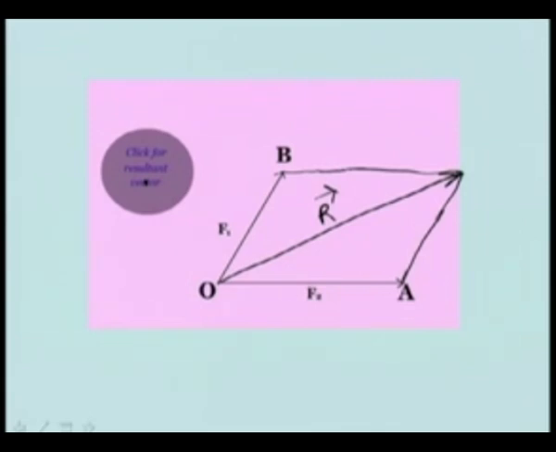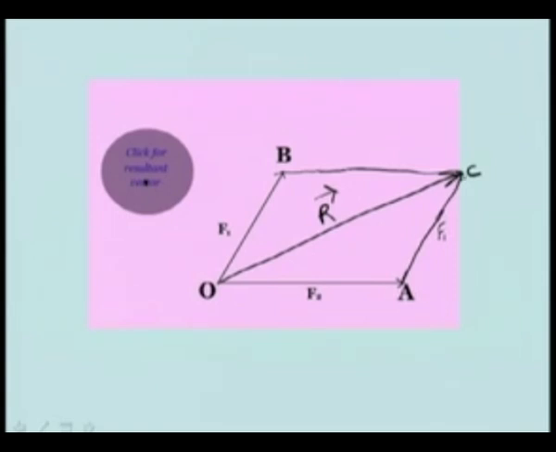Now consider this triangle. This is OC, this is OA, so this is F2. Then you have AC, and then you have OC. So in this triangle OAC, OA represents one force, AC represents another force, that is F1, and the resultant is of course given by R.